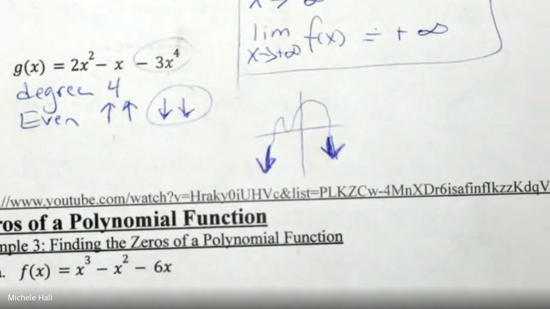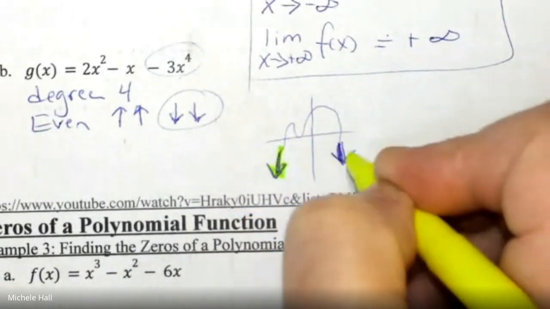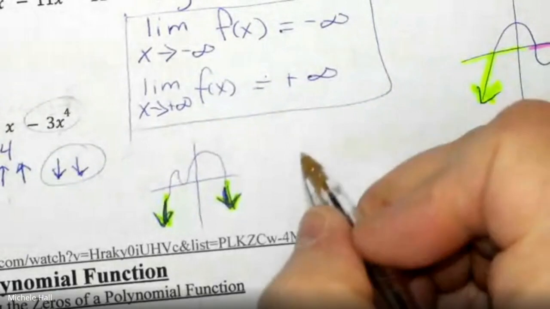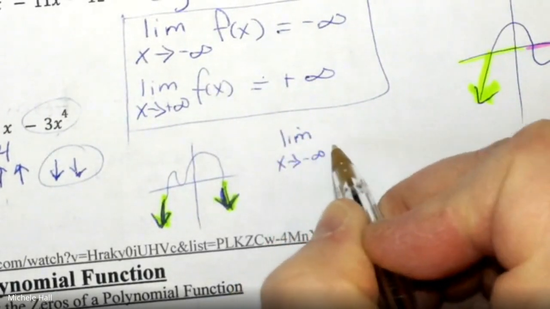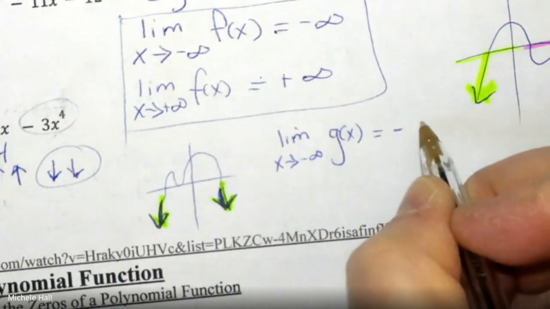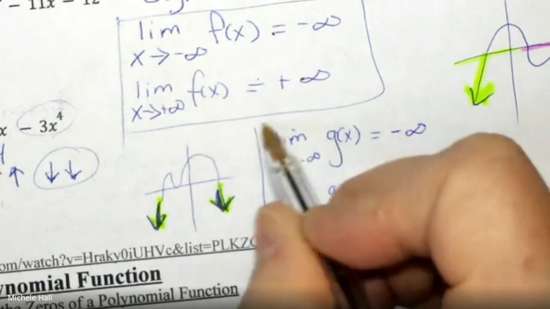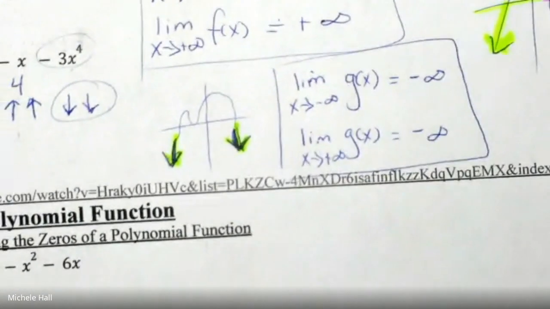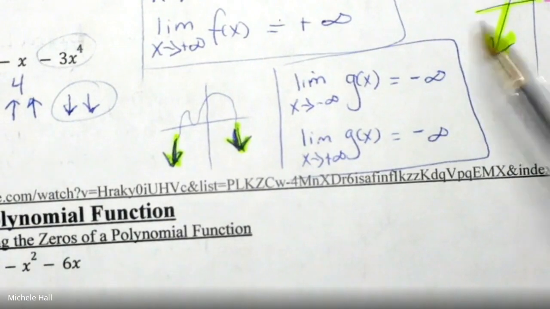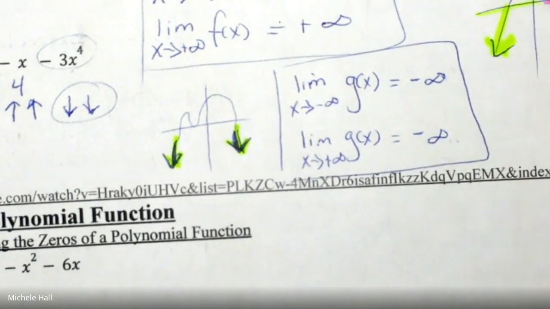Okay, go ahead and write the limit. Test yourself. How can I write the limit for those tails? This time is g of x. And they are going to negative infinity for those tails.